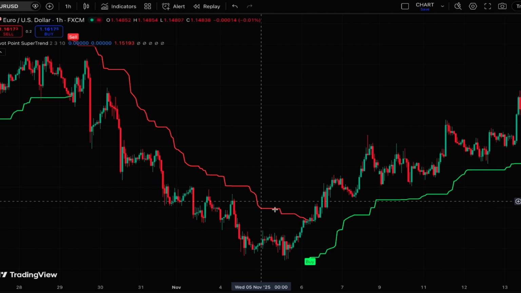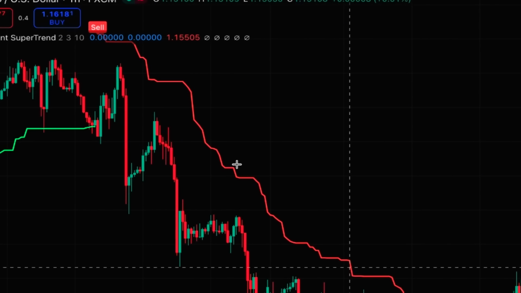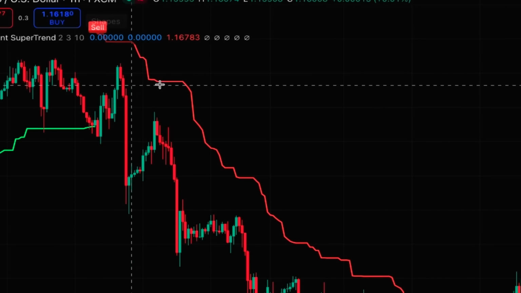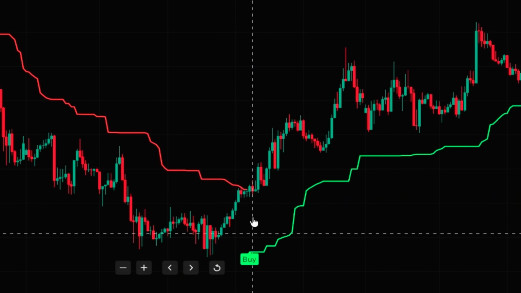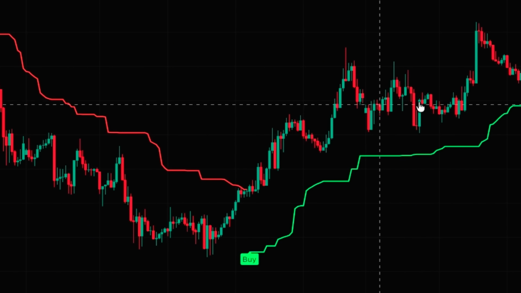Alright, getting back to this new version of Super Trend, this Super Trend is interpreted the same way that the original Super Trend is interpreted. When the Super Trend line goes above the price and the color becomes red, it shows that the price is in a downtrend, and when the Super Trend line goes below the price and the color becomes green, it tells us that the price is in an uptrend.